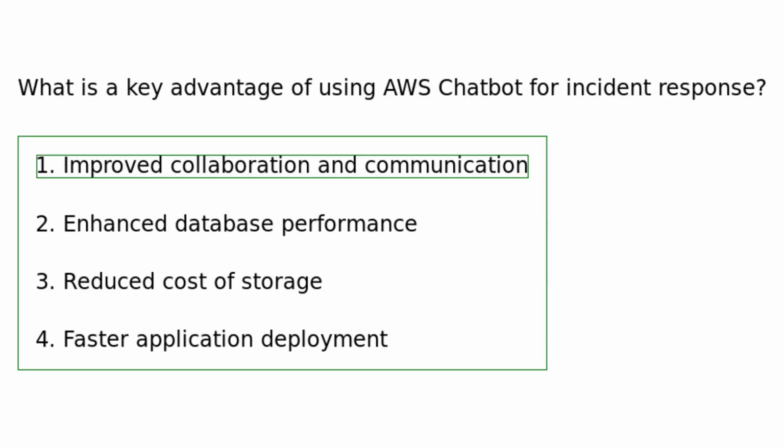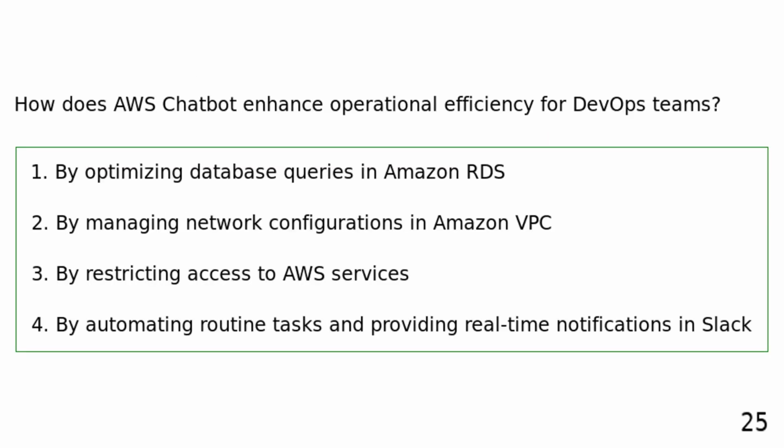AWS Chatbot facilitates improved collaboration and communication during incident response by enabling real-time notifications and automated responses in collaboration channels. How does AWS Chatbot enhance operational efficiency for DevOps teams?